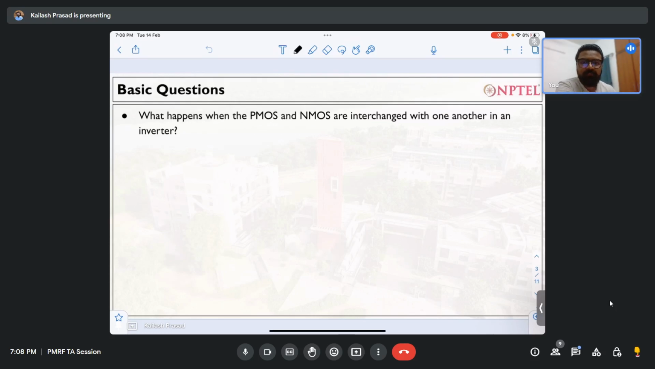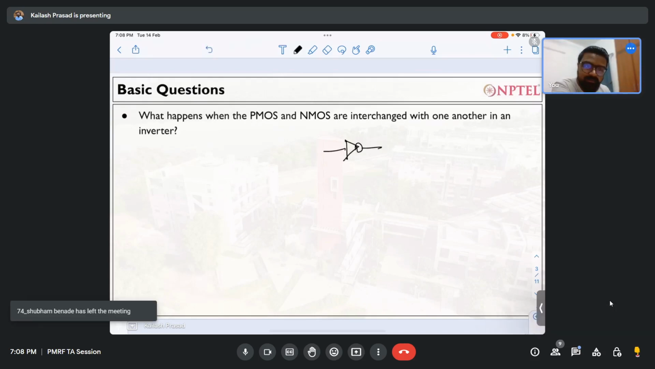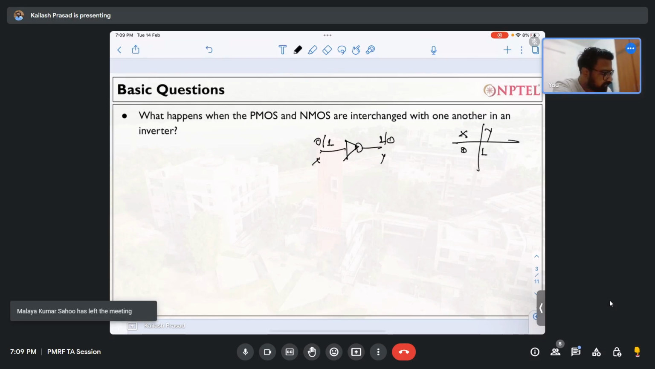Let's start the very first question which I have. This is how we think of an inverter: you provide input as 0, the output will be 1. If you provide input as 1, the output will be 0. So it just inverts the input. If you write a truth table, if the input is x and the output is y, then y will be x bar. This is what an inverter is all about.